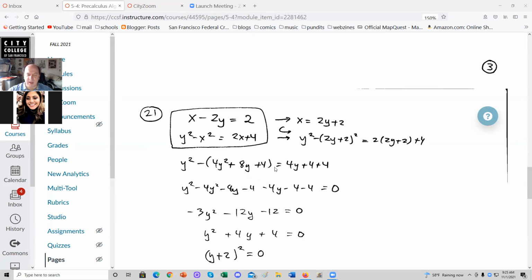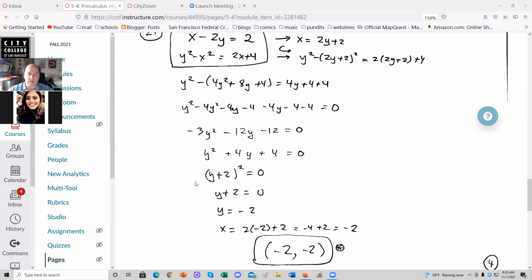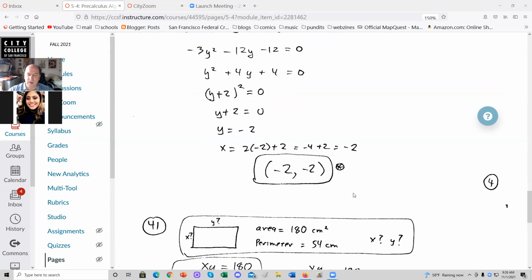Okay, this needs some expanding and transposing. And finally, we get to minus 3y squared minus 12y minus 12 is 0. This we can factor out a negative 3. y squared plus 4y plus 4 is 0. This factors into y plus 2 squared is 0. So y plus 2 is 0. Well, plus and minus 0, but that's where you get coincidental roots. So y is negative 2. And plugging into x, x is twice negative 2 plus 2, which comes out to be negative 2. Solution is negative 2 by negative 2.